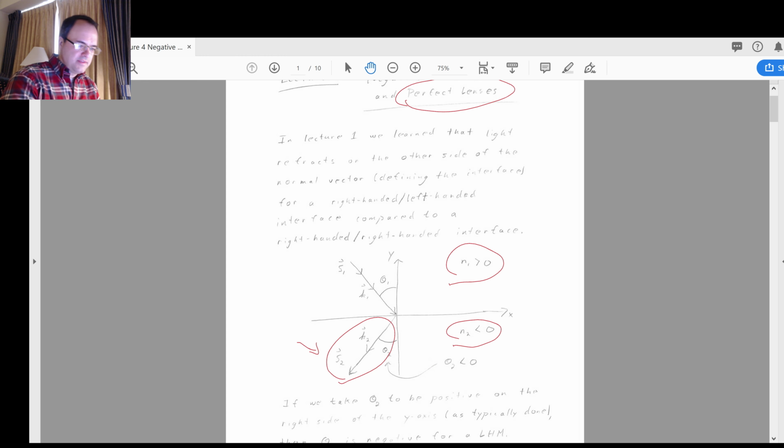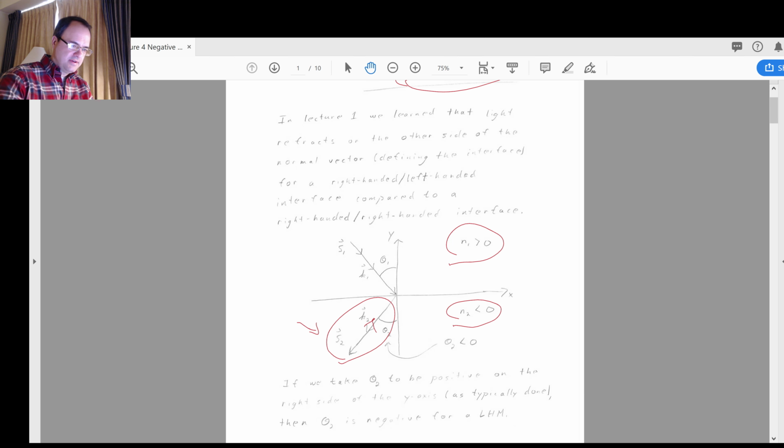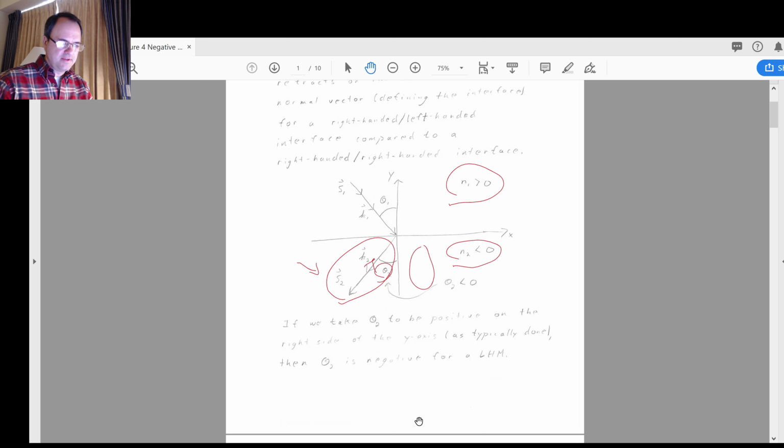To such a degree that my k will be pointing in that direction, but my pointing vector is pointing downwards and to the left, all right? So we have k and s being in opposite directions, and we have refraction on that side. So if we take theta 2 to be positive on the right side of the axis, then we have negative thetas here. Then theta 2 is negative for left-handed material.